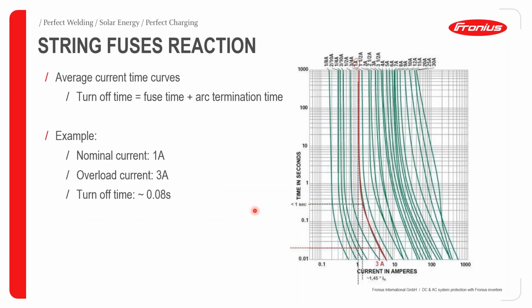Good. In order to buttress this point, we have a graph here. It's a normal inverse graph that depicts the reaction of string fuses. And this is basically an average current-time curve, which describes the turn-off time of the fuse. So this is given by fuse time plus arc termination time. For this particular example, we can see that for the system in question, there's a nominal current of 1 amp and an overload current of 3 amps. Then the turn-off time is 0.08 seconds.